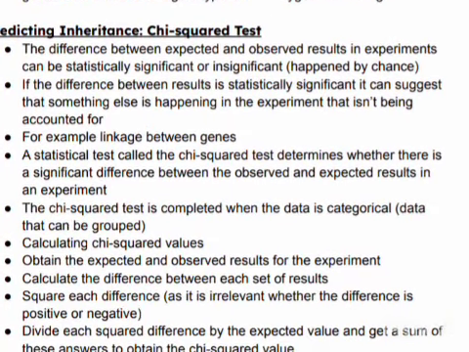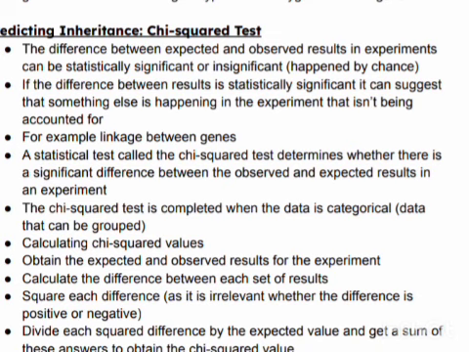Now, predicting inheritance: the chi-squared test. The difference between expected and observed results in experiments can be statistically significant or insignificant, meaning there may be actual factors that account for the difference, or it might just be due to chance. If the difference between results is statistically significant, it can suggest something else is happening in the experiment that isn't being accounted for.